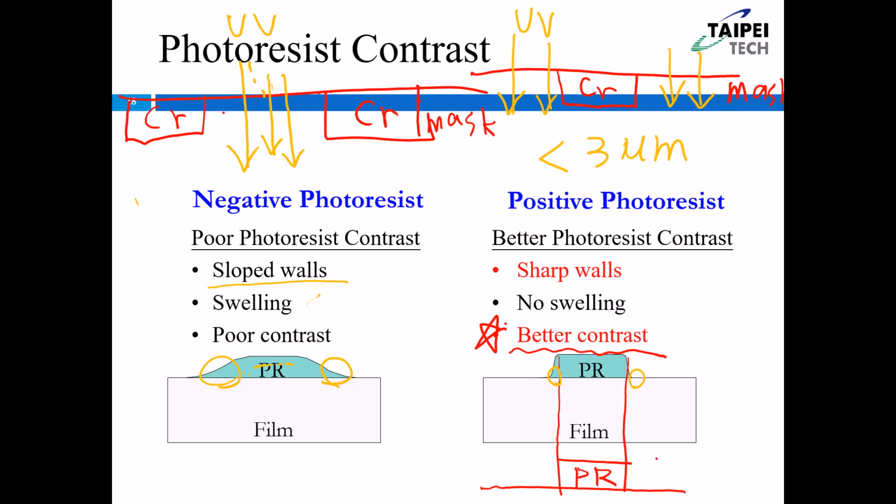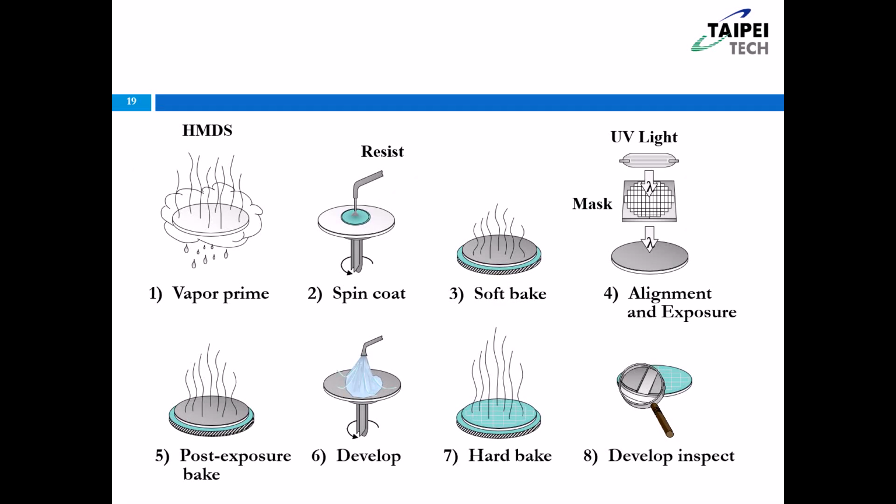So today, if I give you the PR pattern, if I tell you this is the positive PR, can you draw the cross-section view of the mask by yourself? Okay, you need to do that. Okay. So the next one, I put all of the 8 processing steps for you.